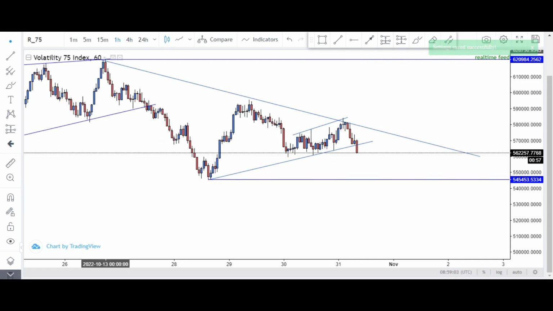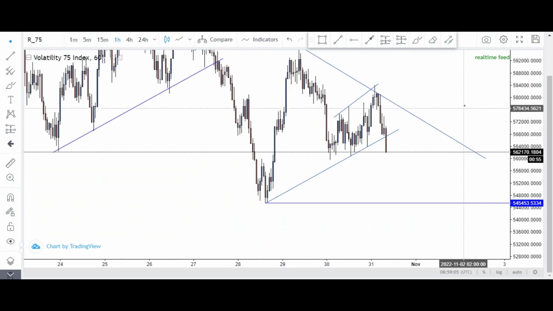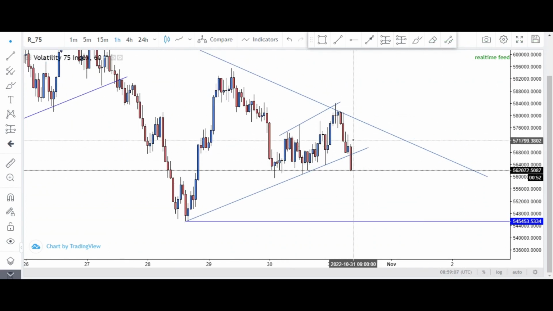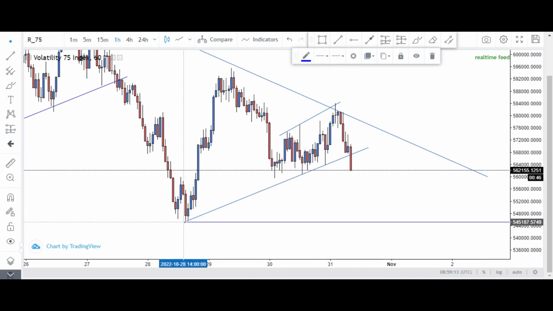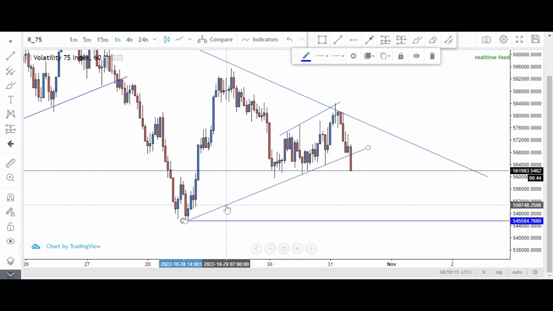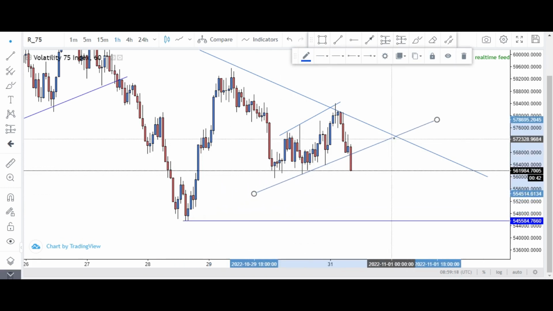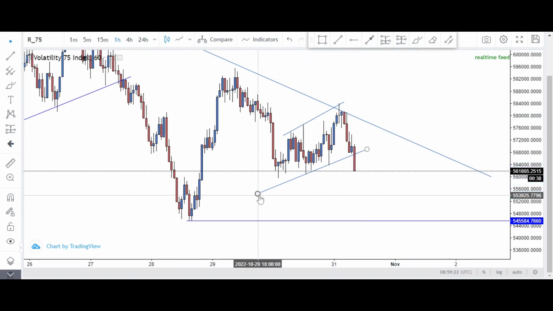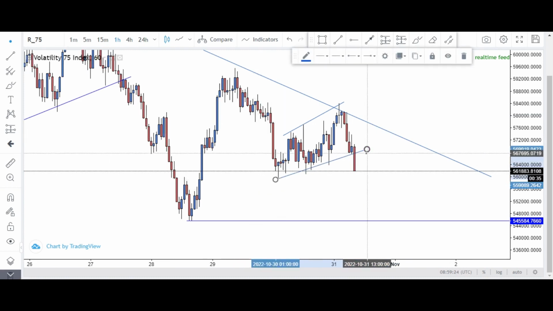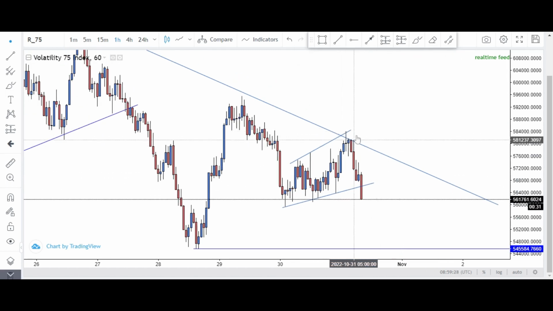This is massive. We are looking for massive sells on our volatility 75 index. Look at that. We broke out very strongly, and you can see there's a structure here. If I bring this one over here, you can see we've massively broken out. The market was giving us that level over here. We can just adjust this.